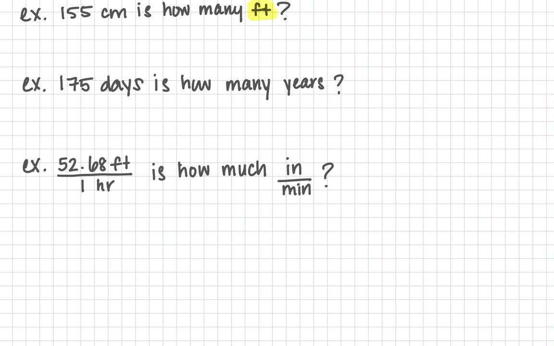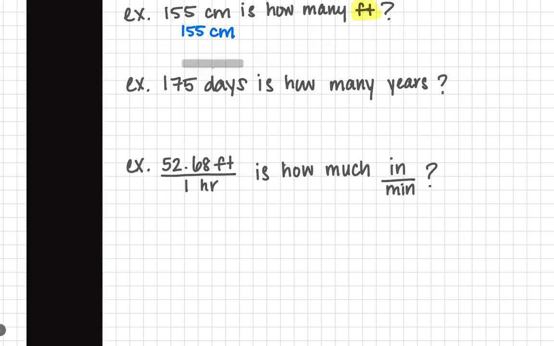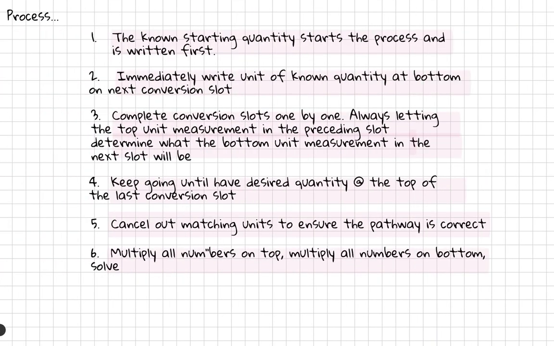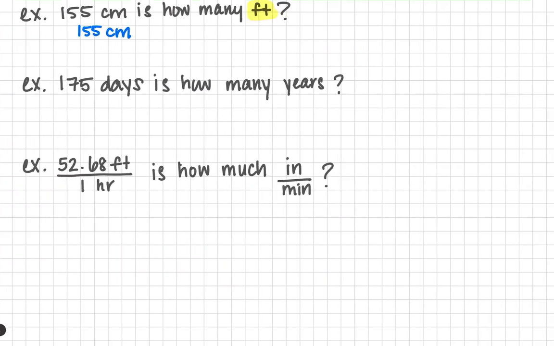So to give an example, we have 155 centimeters is how many feet? We're changing it to feet. Okay, so we have 155 centimeters. We're going to take the known starting quantity to start the process, and it's written first. So that's all I did. Then, once you write your known quantity, you set up your conversion slot. The next thing you do is put whatever starting unit you have at the bottom of the next conversion slot.